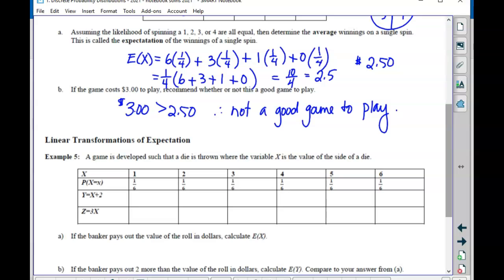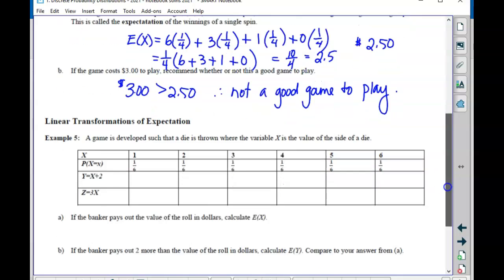So looking at linear transformations of expectation is the next part. Same kind of thing here. This game is developed such that a die is thrown where the variable x is the value on the side of the die. Okay, and the probability of rolling a 1 would be 1/6. A 2 is 1/6. So it's what do they call that? A fair die. Nothing's weird to it, right? They haven't weighted anything, so it lands all on one thing.